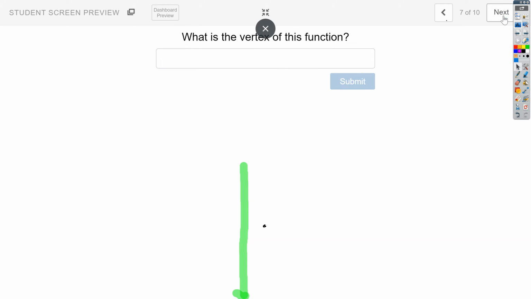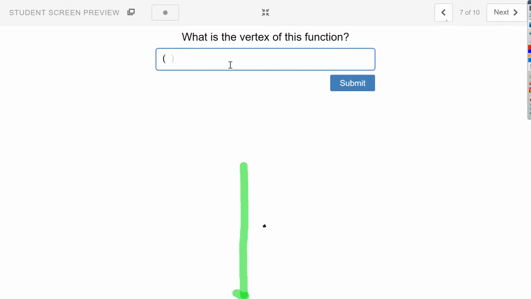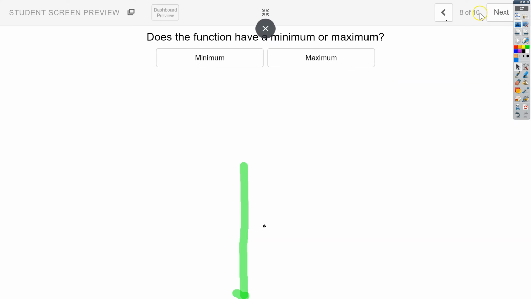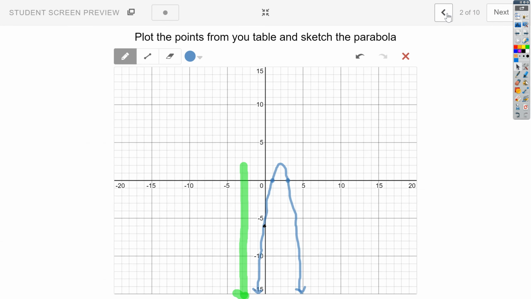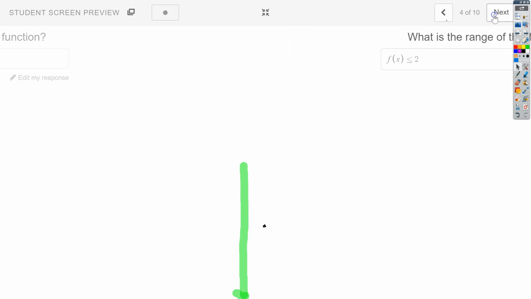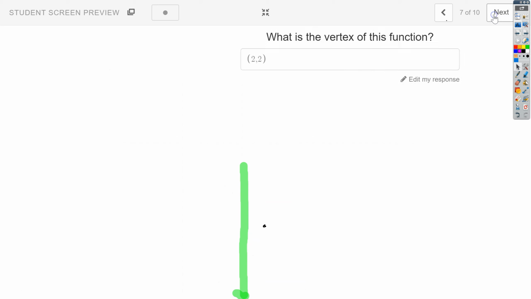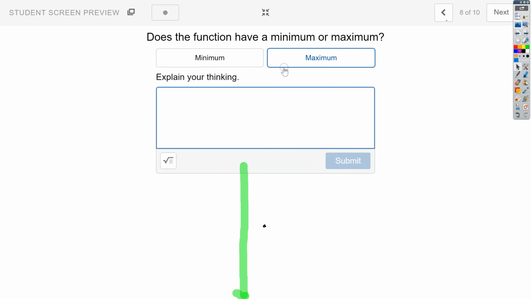Okay, and then what's the vertex of the function? Well, the vertex, that was the very first thing we got, was 2, 2. And then is this vertex a minimum or a maximum? Well, let's look at the graph. This vertex of 2, 2 was on the top. It was the top point, so it is a maximum point. So that's where we're going to click here. Maximum. The reason is this is the highest point in the graph.